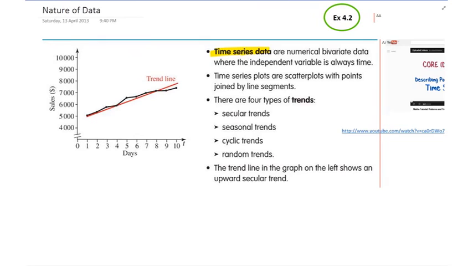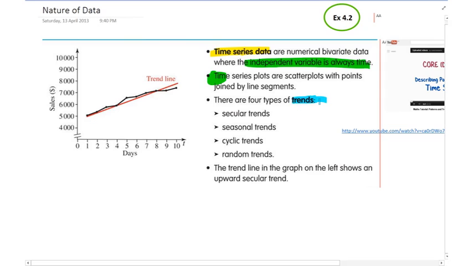Okay, so looking at time series data, the key part with this is it is bivariate data, so it's stuff we've just been doing, but the key point here is that the independent variable is always going to be time. So that's always defined. It's basically going to be scatter plots. And we can get 4 different types of trends. We can get what we call secular, seasonal, cyclic, and more random. And we get another one called structural, which we'll go through in a moment.